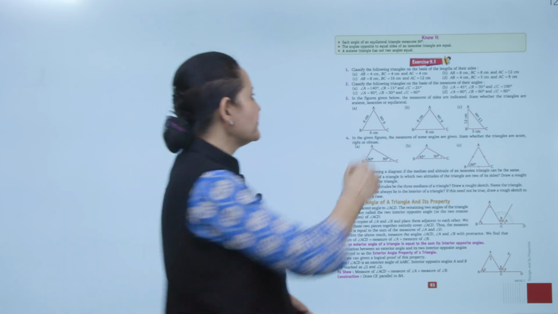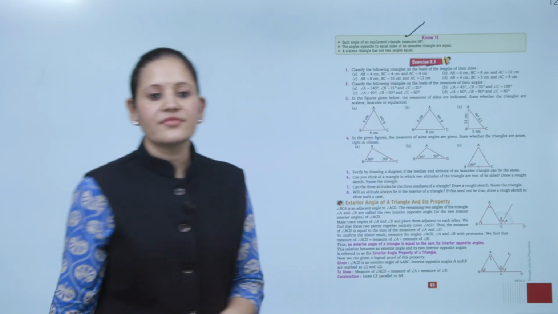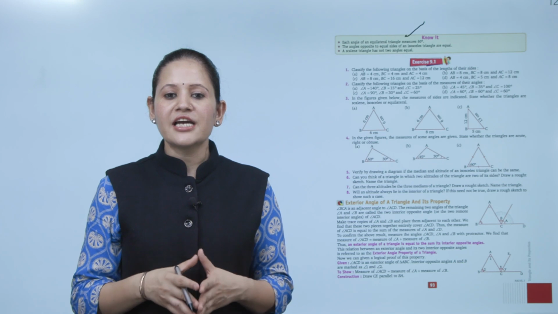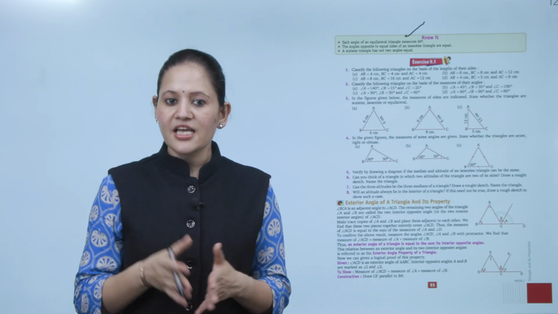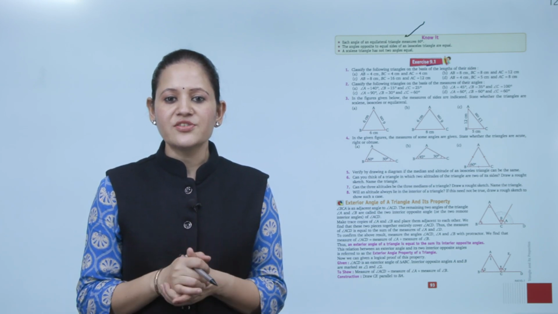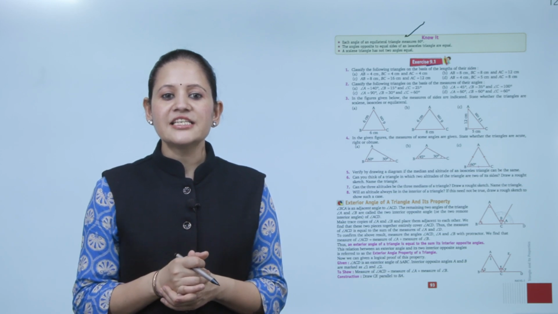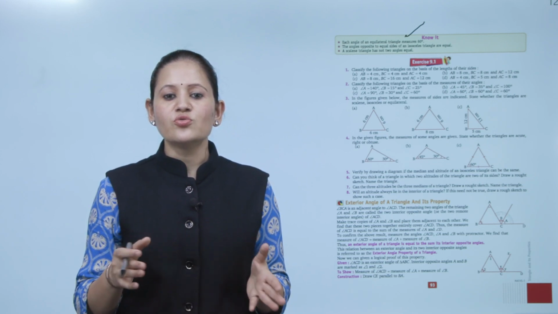Next, know it. Each angle of an equilateral triangle measures 60 degrees. The angles opposite to equal sides of an isosceles triangle are equal. The scalene triangle has no two angles equal.